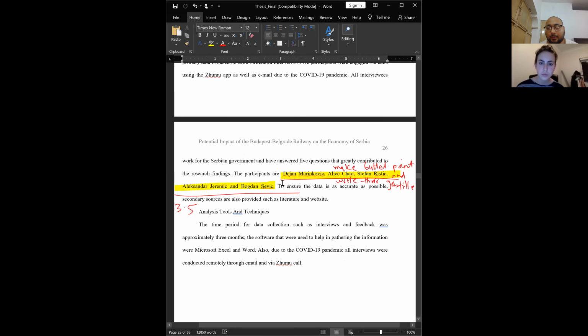Also, make bullet points here and write their designation in brackets. For example, this is Dijon, Alice, right? What are their designations? Make a bullet point. It will give a nice impression that you actually have this.